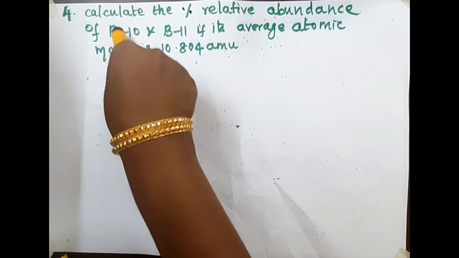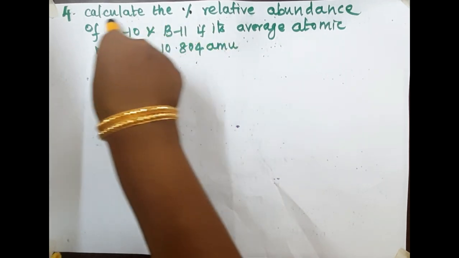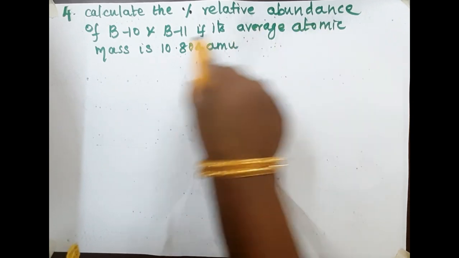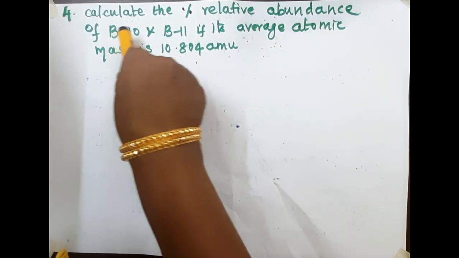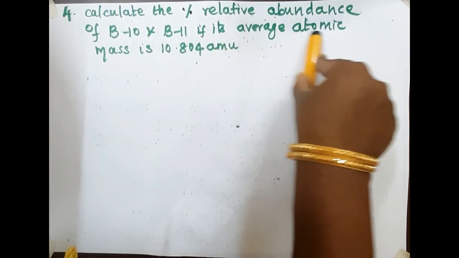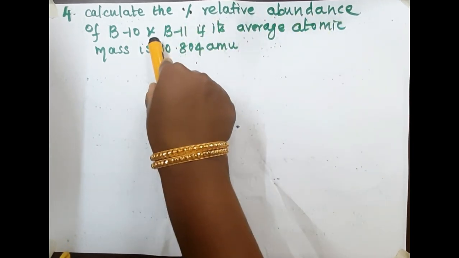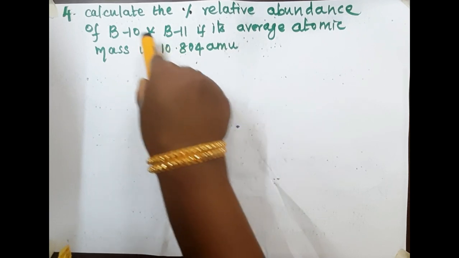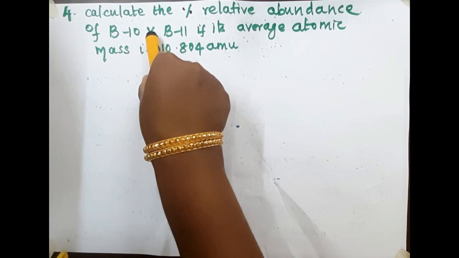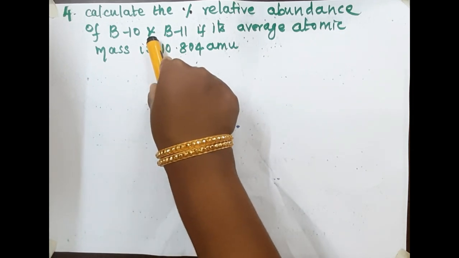That is, boron 10 is present only this much percentage in the world, and boron 11 is present only this much percentage in the world. They will have their own natural abundance on the earth. So average atomic mass means we have to add the mass of isotopes multiplied by their natural abundance. Now they have given the average atomic mass. We have to calculate the percentage relative abundance. That is, atomic mass is given, we have to find out their natural abundance, the percentage of their natural abundance on the earth. Is the problem clear, children? Now we'll move on to the solution.